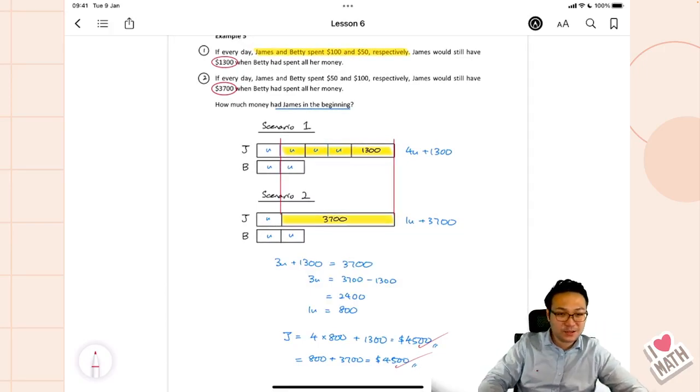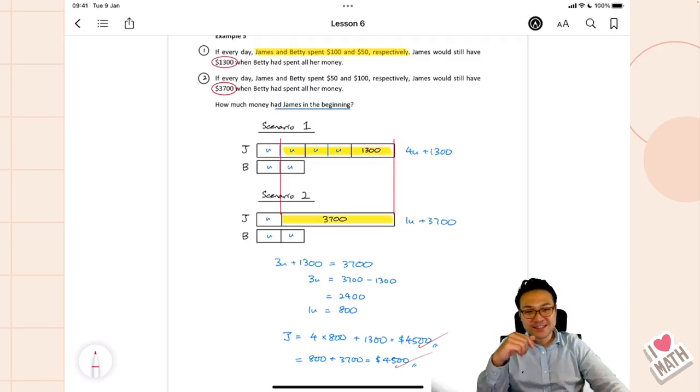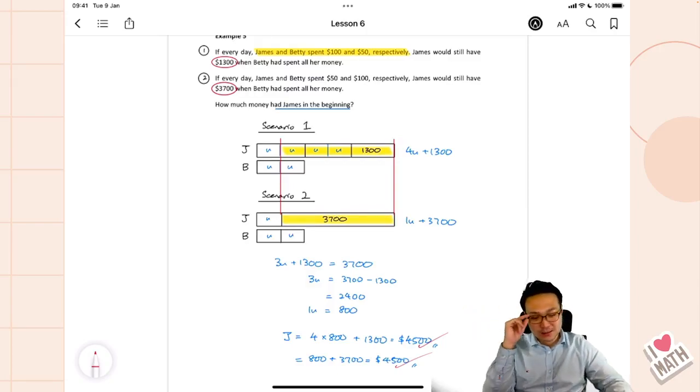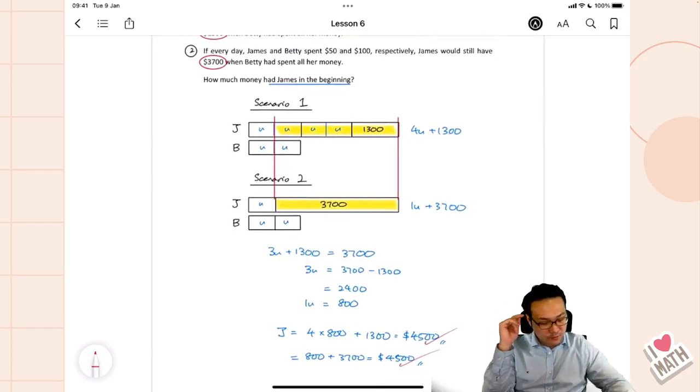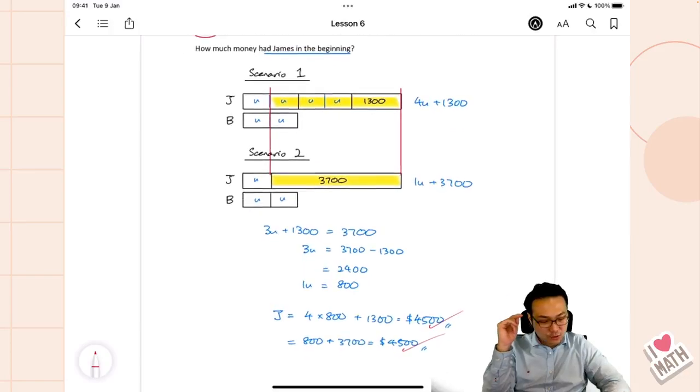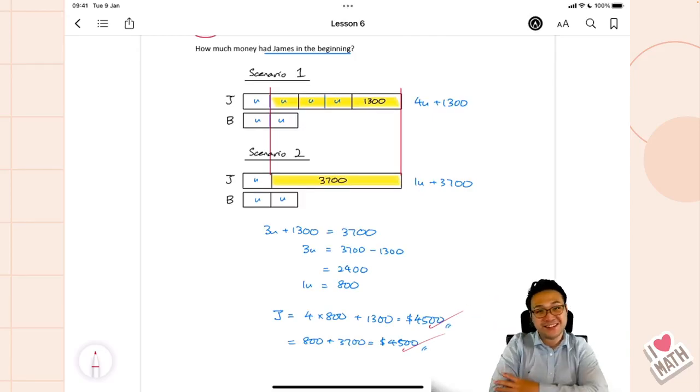What a long question, everyone. Wow, I wonder how many of you even managed to get it. Difficult, is it? You see how powerful model drawing is? Wow, so many of you typed the correct answer. Wow, very good, students. I can see a lot of you typing 4,500. Wow, so smart, you all. Very good. If you have any questions, please type them in. You draw the model, you compare them, straight away you know 3 units plus 1,300 equals 3,700, right?